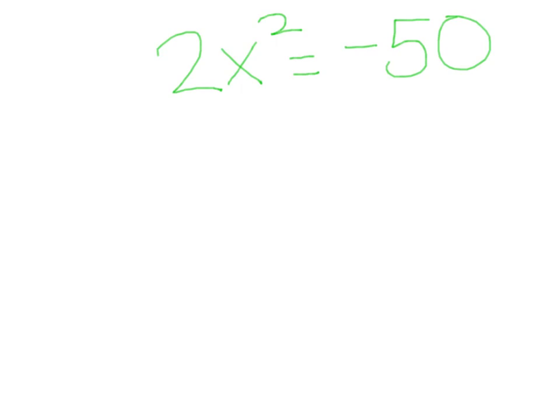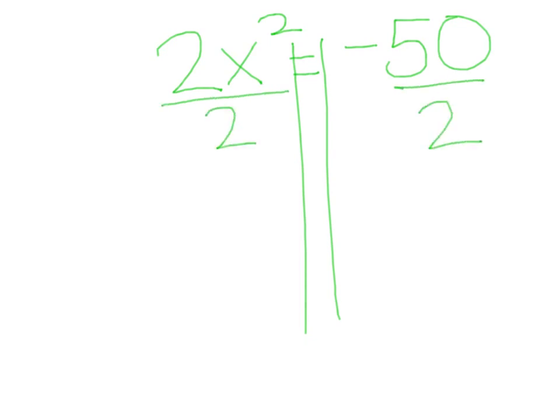Our last example is 2x squared equals negative 50. Okay, just like our last two examples, I want to isolate the variable. So in this particular problem, I'm going to divide both sides by 2. When I do that, I'm going to get x squared equals negative 25. Now, before you jump to the conclusion that the square root of negative 25 is 5 and negative 5, I want to give you a moment to reflect on this.